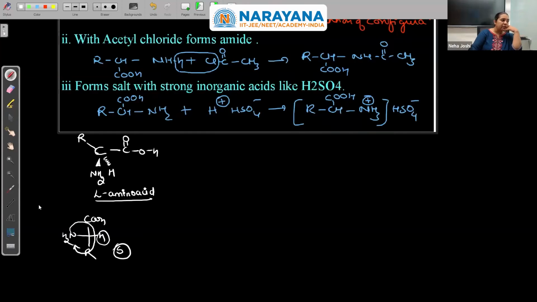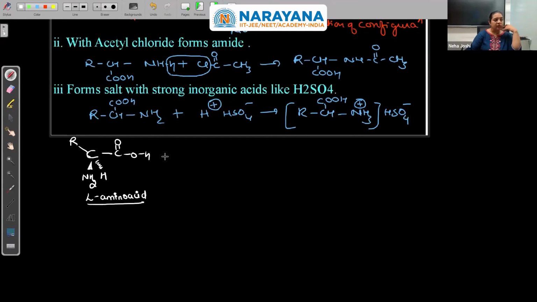Now for this L amino acid, you will check how this reaction is taking place. So NaNO2 plus HCl, NO plus attacks. So RCH, the N2 plus diazonium is formed, H, COOH.